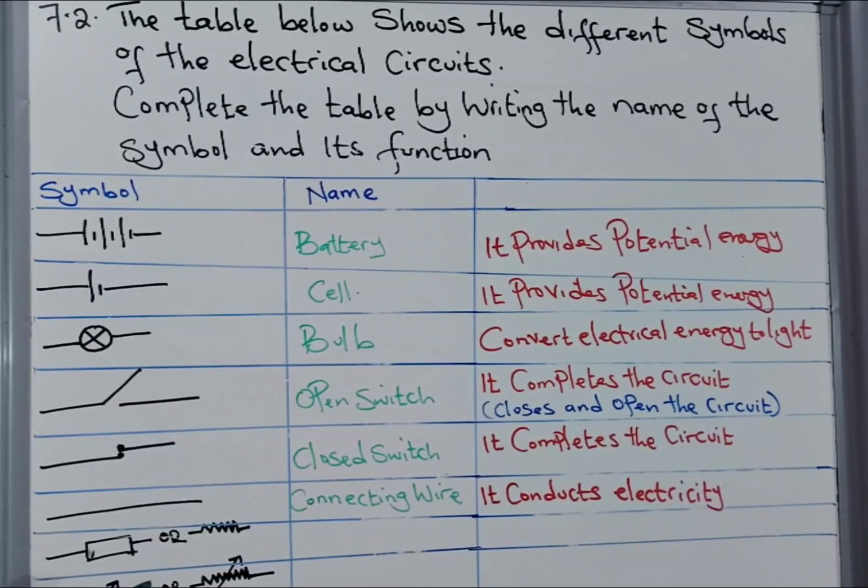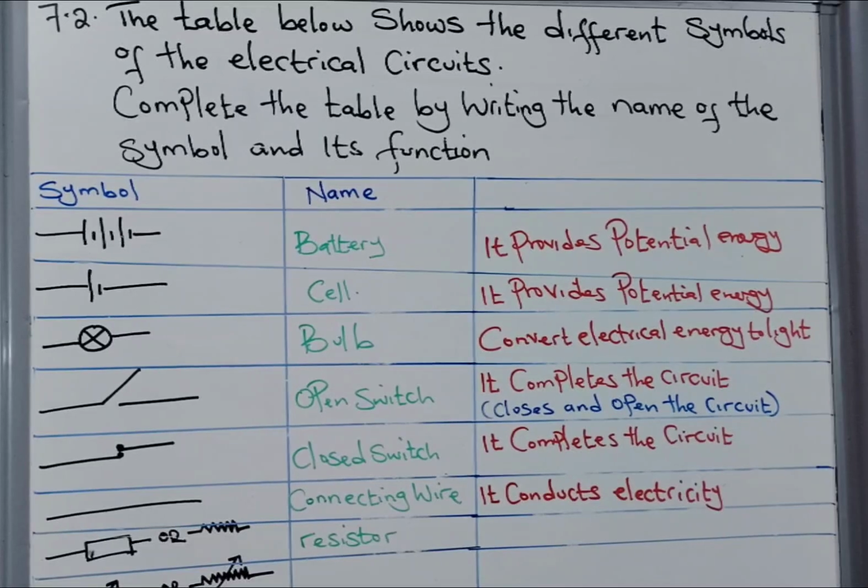Then we come to this one. It's either a box or this symbol. And what does it represent? It represents a resistor. And what's the function of the resistor? A resistor offers some opposition to the flow of current, and sometimes we use it to convert electrical energy to heat.